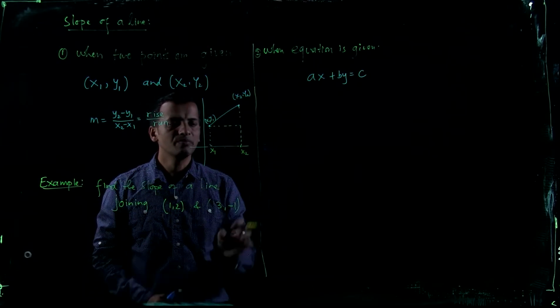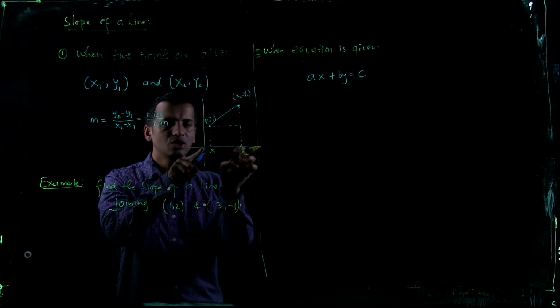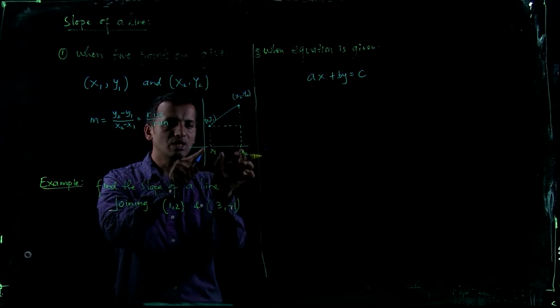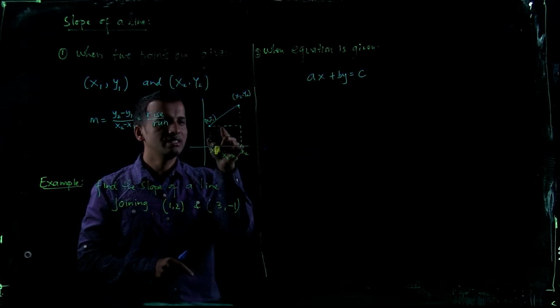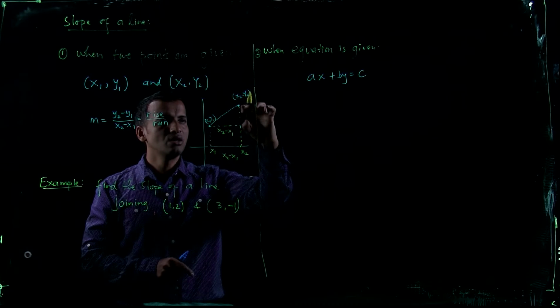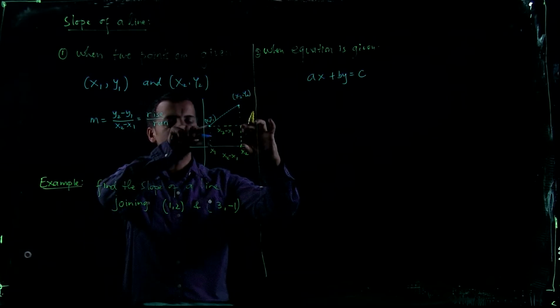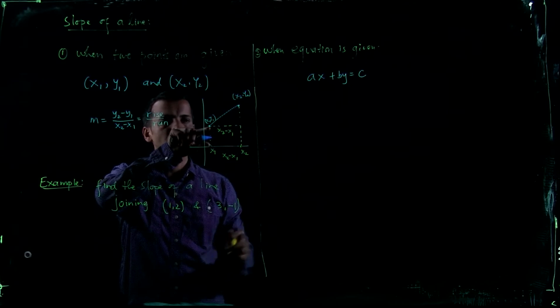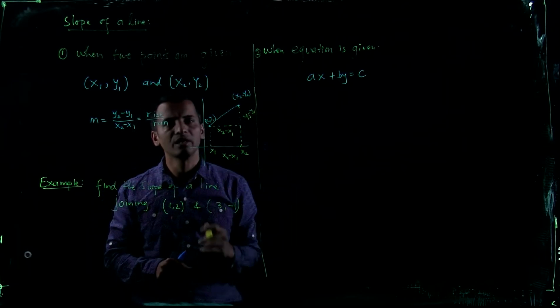Can you tell me what this distance is? The total is x2 and this part is x1, so this distance will be x2 minus x1, and this is the same as that one, so x2 minus x1. How about this one? The total distance is y2 and that part is equal to y1, so this will be y2 minus y1.